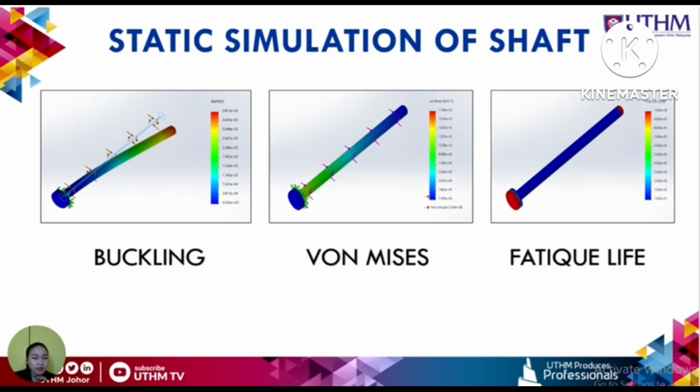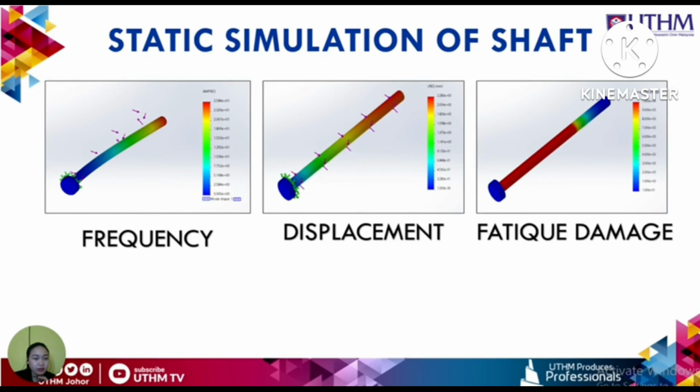For the fatigue life, the maximum critical value is 1 exponent 6. For the frequency, the maximum value is 2.58 exponent 1, and for displacement, the maximum value is 2.283. The last one is fatigue damage, where the maximum critical value is 1 exponent 4. So that's all for me.